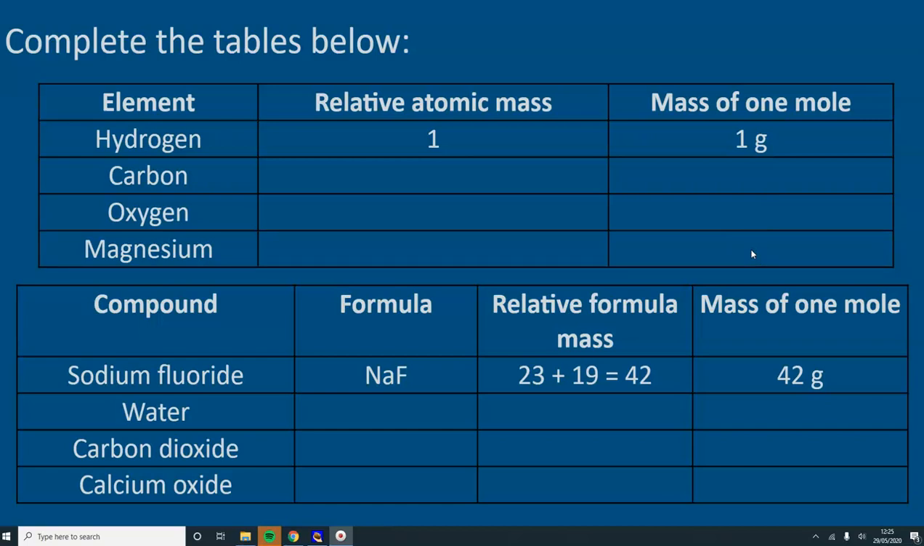So now have a look at the next one. See if you can work out the answers to each one of those. Again, pause the video and try and work it out, and then I will provide you with the answers. So stop the video now.